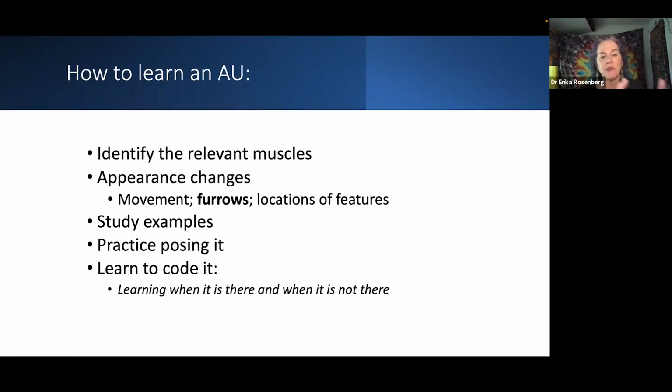So when I was making the point earlier that AUs are not muscles, that was not to diminish the importance of understanding the muscles, because if you ultimately go back to look to where the muscles are and how they move, it's going to make a huge difference in your learning of the action units. Then you go through learning what are called appearance changes. That is, when this action occurs, what does it look like? I'm going to give you an example shortly. So you learn how that action moves.